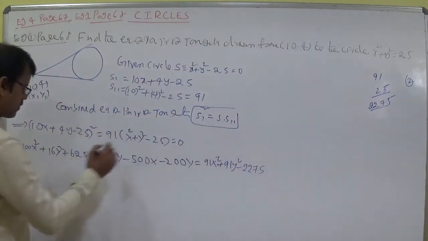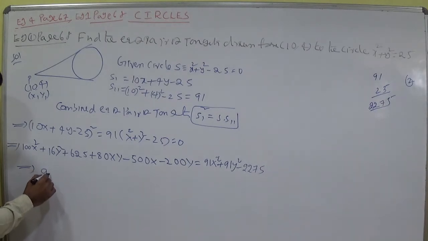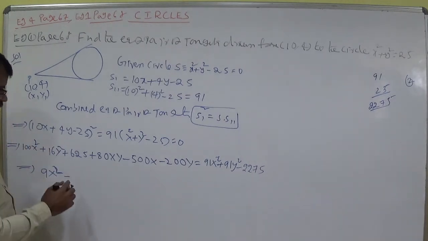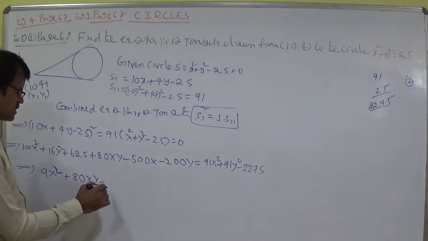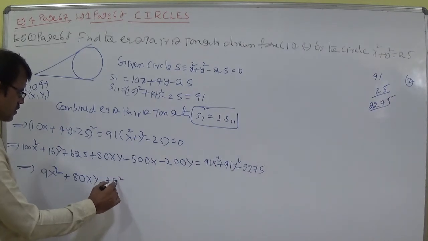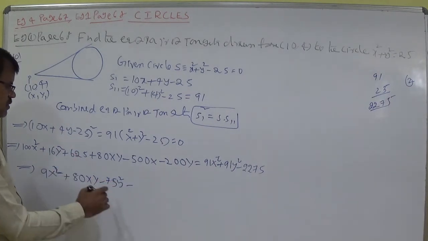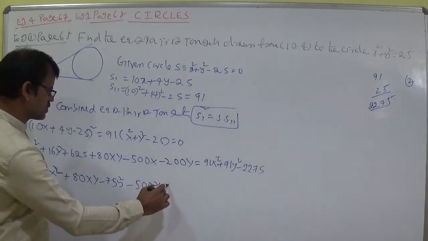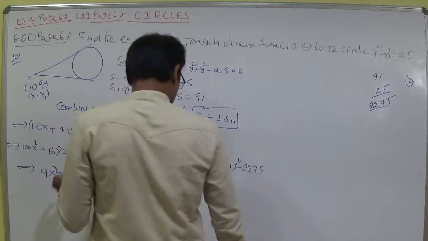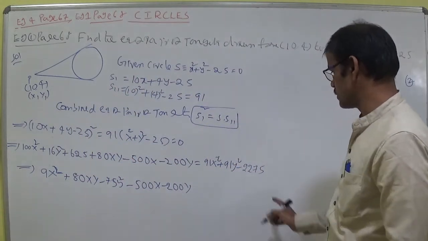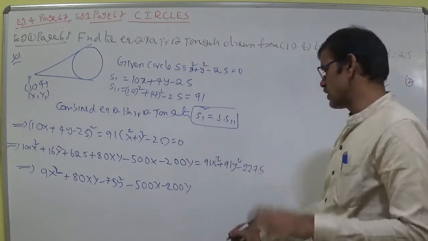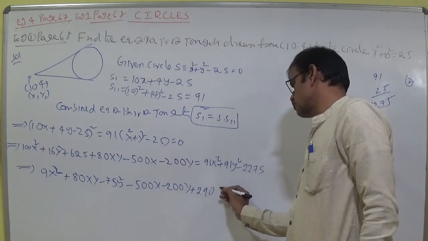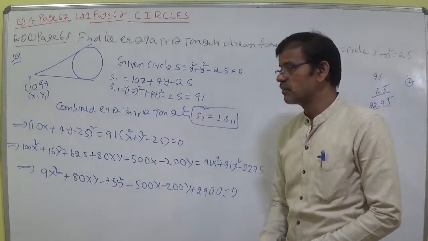Taking these terms to this side, you can write 100x square minus 91x square is 9x square, plus 80xy, plus 16y square minus 91y square, so it is minus 75y square, minus 500x minus 200y, plus 625 plus 2275, which is 2900, equal to 0. This is the combined equation of pair of straight lines.